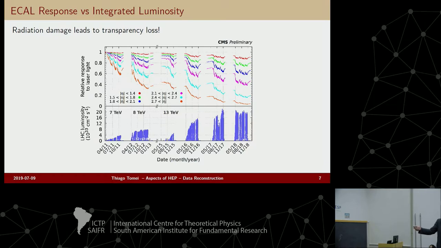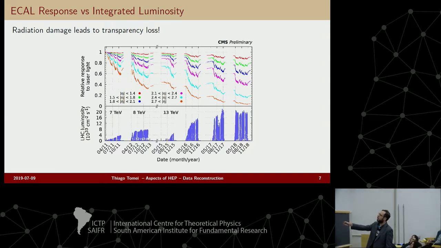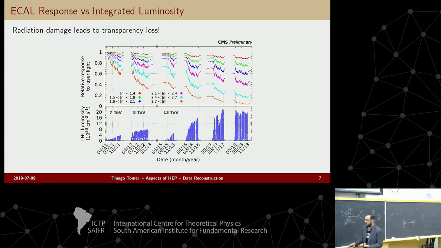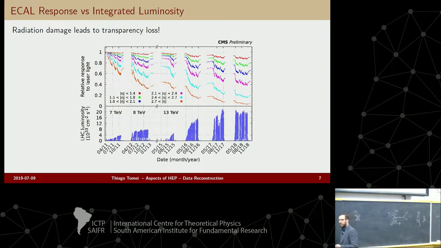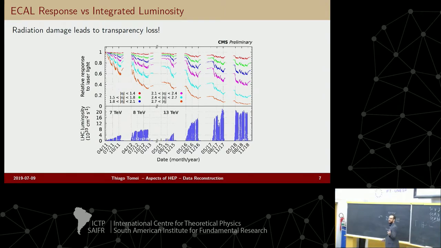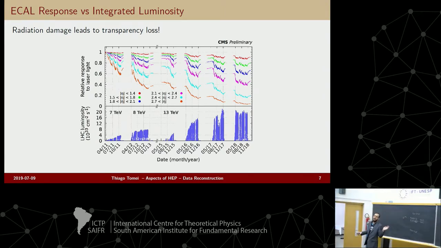How worse? You can see this here is already 3%. Our crystals are only giving 3%. These crystals here in the extreme part of the calorimeter, in the most forward, are only giving 3% of the light that they were giving compared to the beginning of the experiment. So if we didn't have this possibility of having dynamic gain, this part of the calorimeter would already be useless.